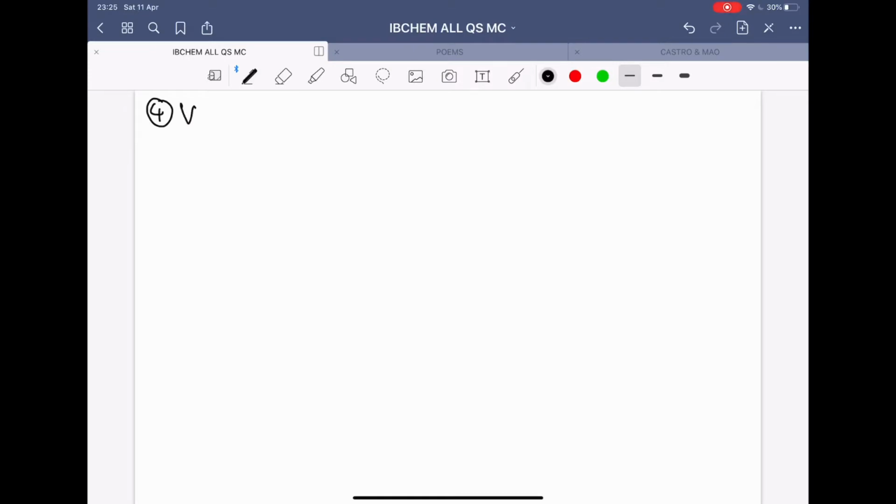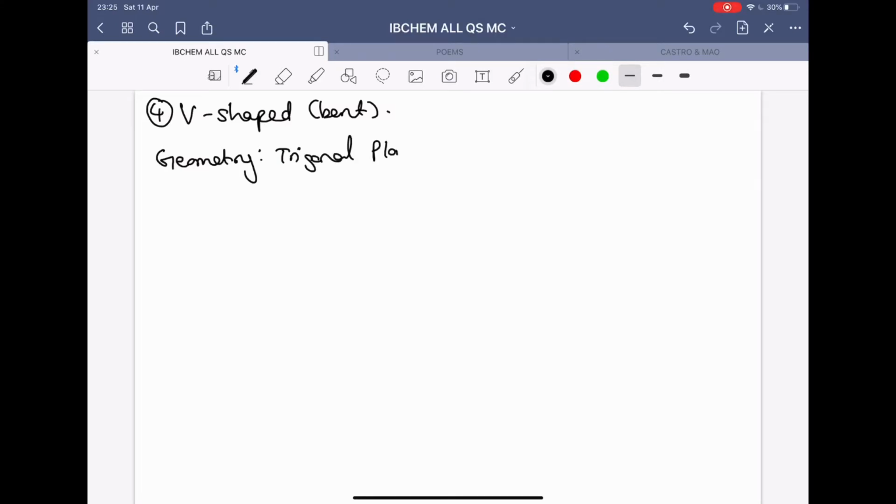The next geometry we've got is V-shaped. Another way you can call it is bent. So I will always keep it in brackets when I put my answer in the exam, because you never know which one the examiner's going to credit. So the geometry of this is trigonal planar.